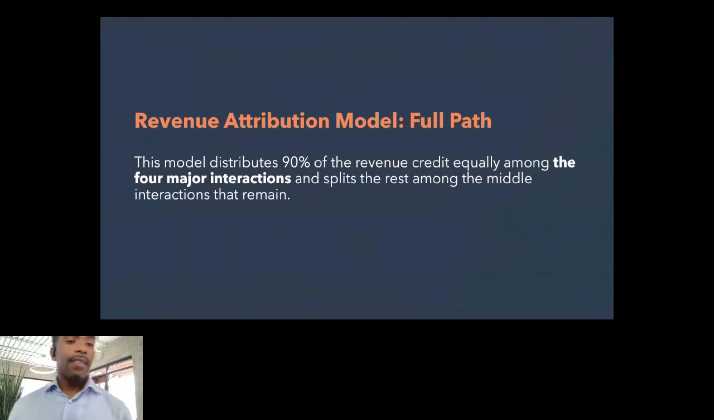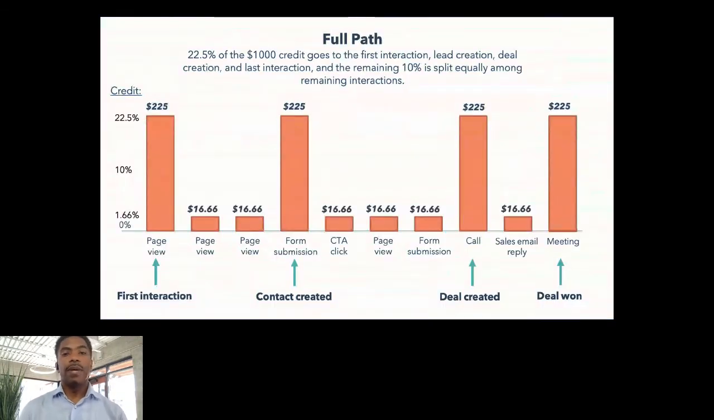Next one is full path, and full path basically distributes 90% of the revenue credit along the four major interactions, and then splits the rest in the middle. So visually here, those four that we talked about earlier on the very front end, page views, form submissions, calls, meetings, it's giving major credit there, 22.5%, and then the remaining piece gets split among the other interactions. So here we're looking at this full path, and we have appreciation for these micro interactions, but we're giving a lot of weight to the big four.